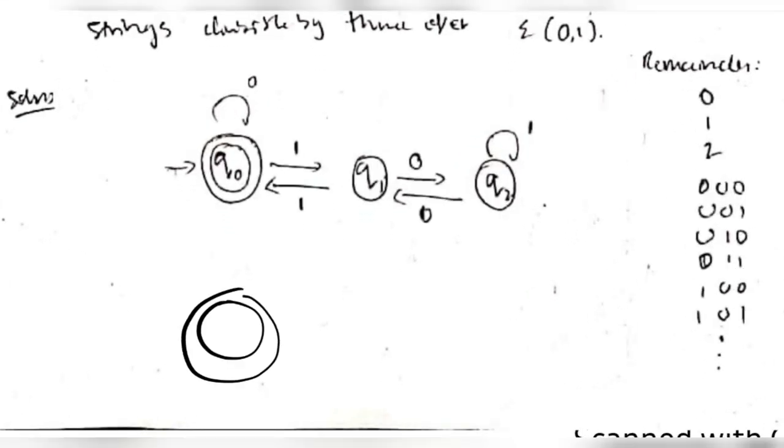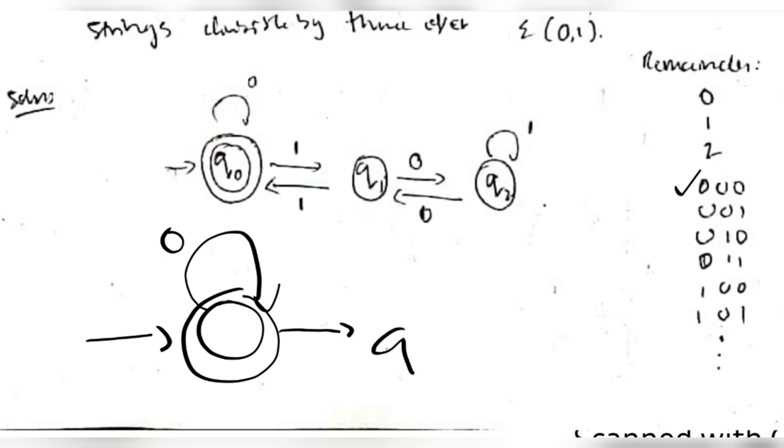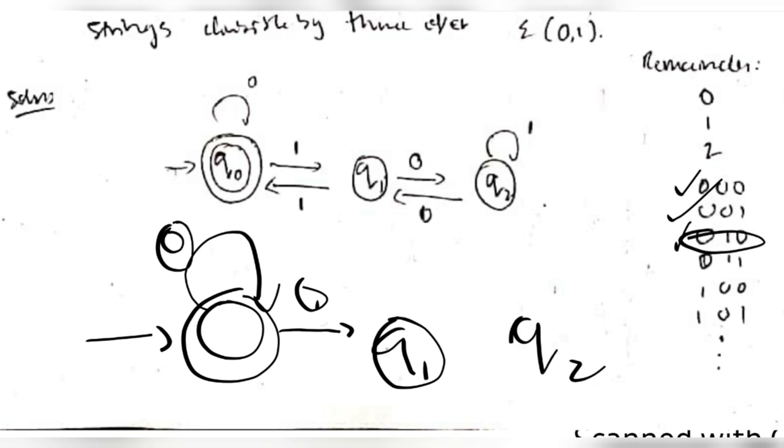I'll make the states here. This is Q0, the starting and final state. Now if 0 comes, 0 is divisible by 3, so we will have a self loop for 0. What if the remainder is 1? If the remainder is 1, it should go to the state Q1, which is remainder 1. So here we will have 0, 1, which is nothing but 1. And what about 2? What is the binary equivalent of 2? 0, 1, 0. If the remainder is 2, it should go to the Q2 state.